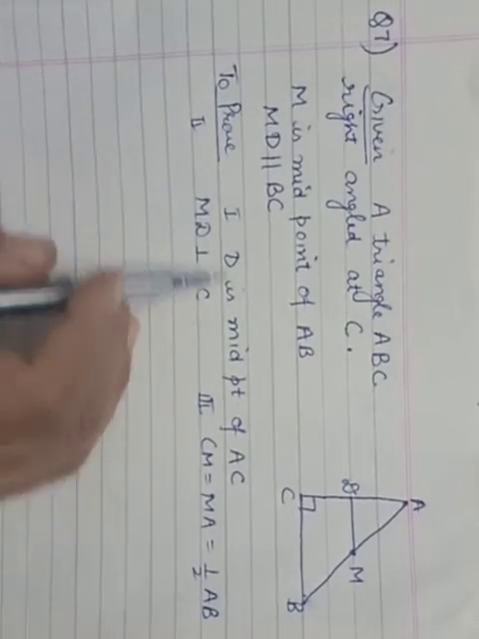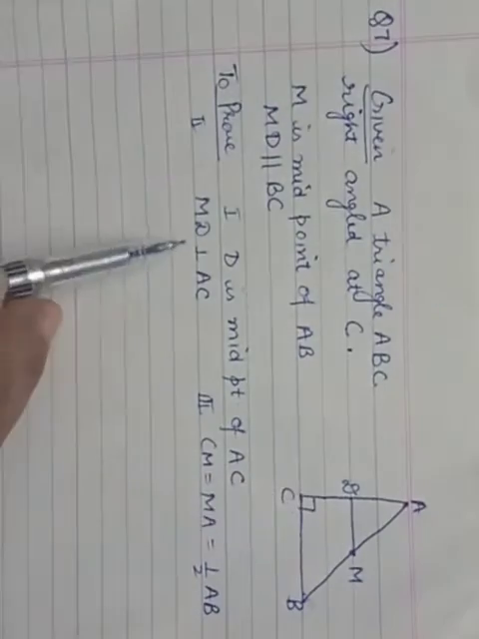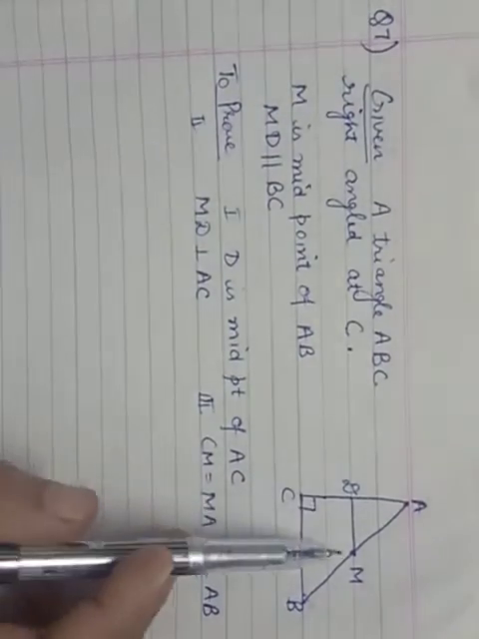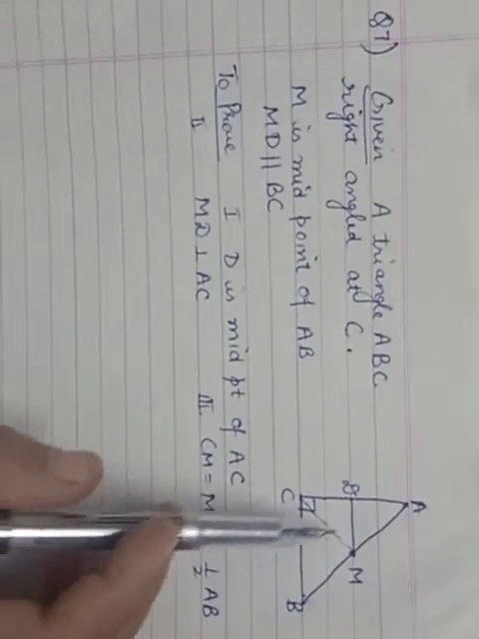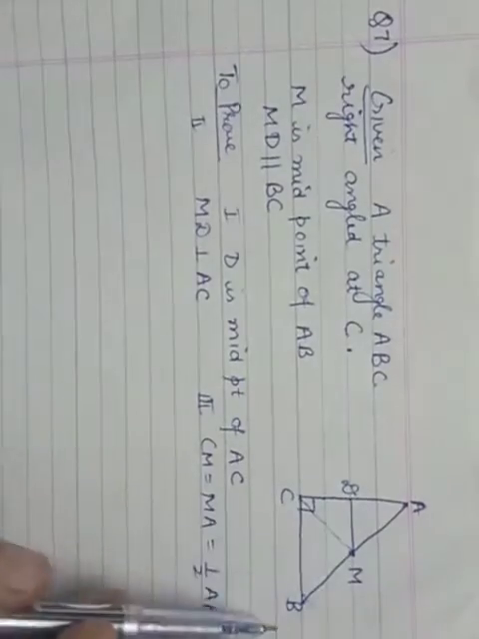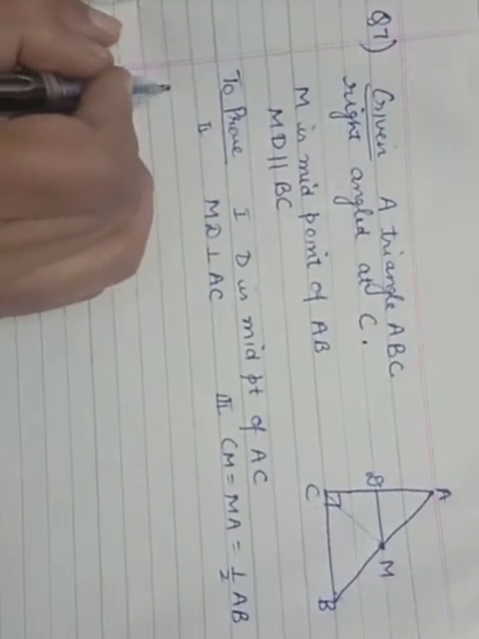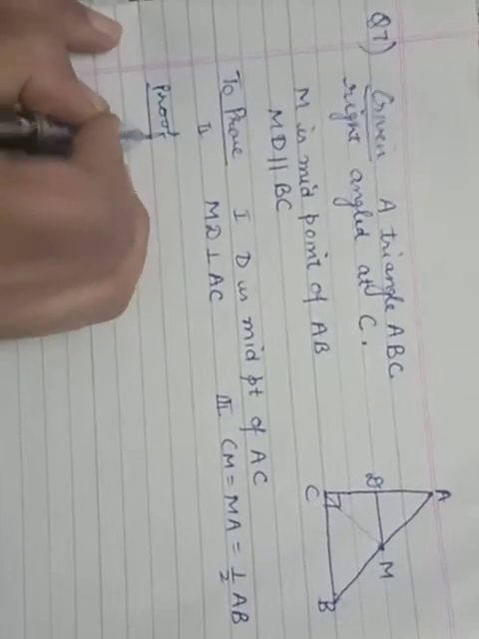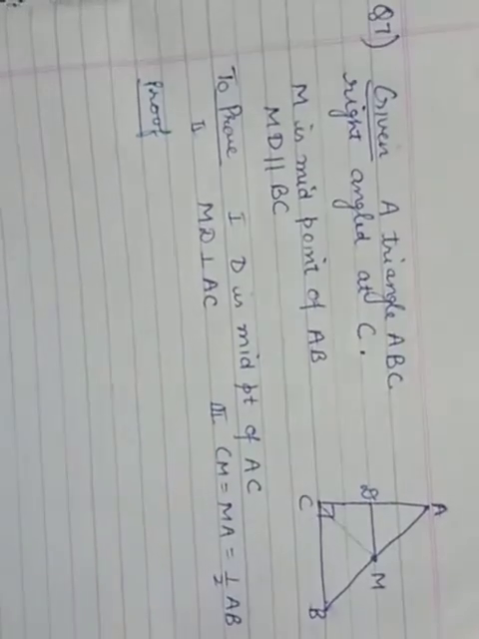We have to prove D is the midpoint of AC, MD is perpendicular to AC, and CM is equal to MA is equal to half of AB. So let's start the proof of this. For the proof, firstly, D is the midpoint of AC we have to prove.